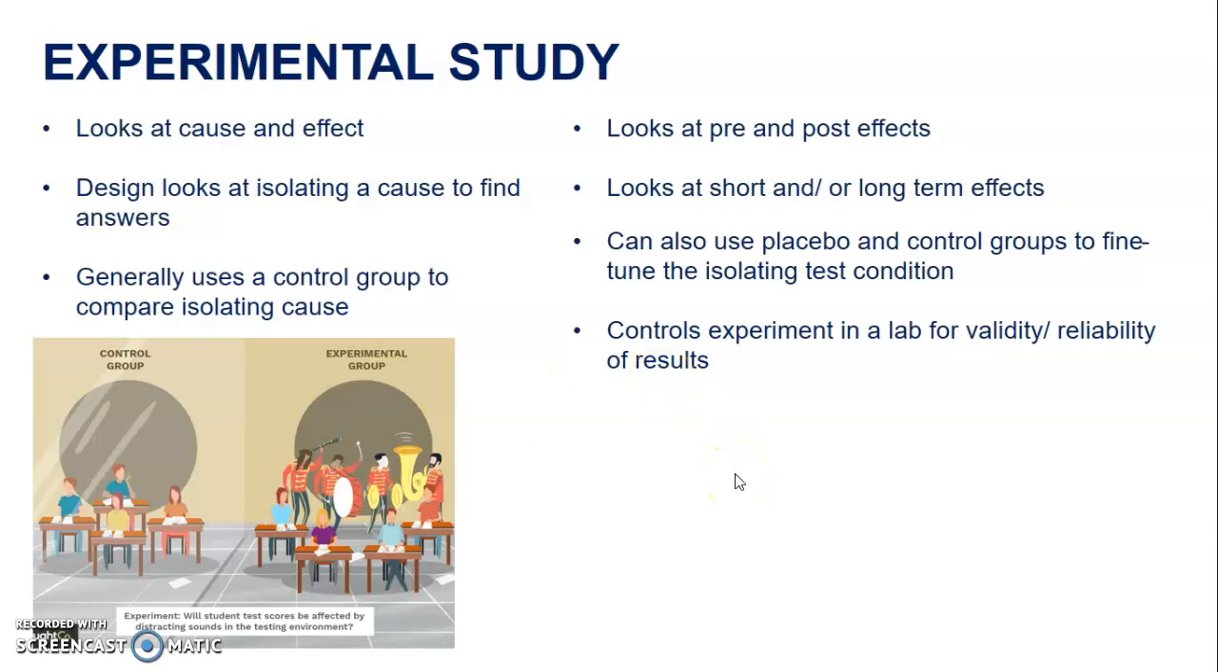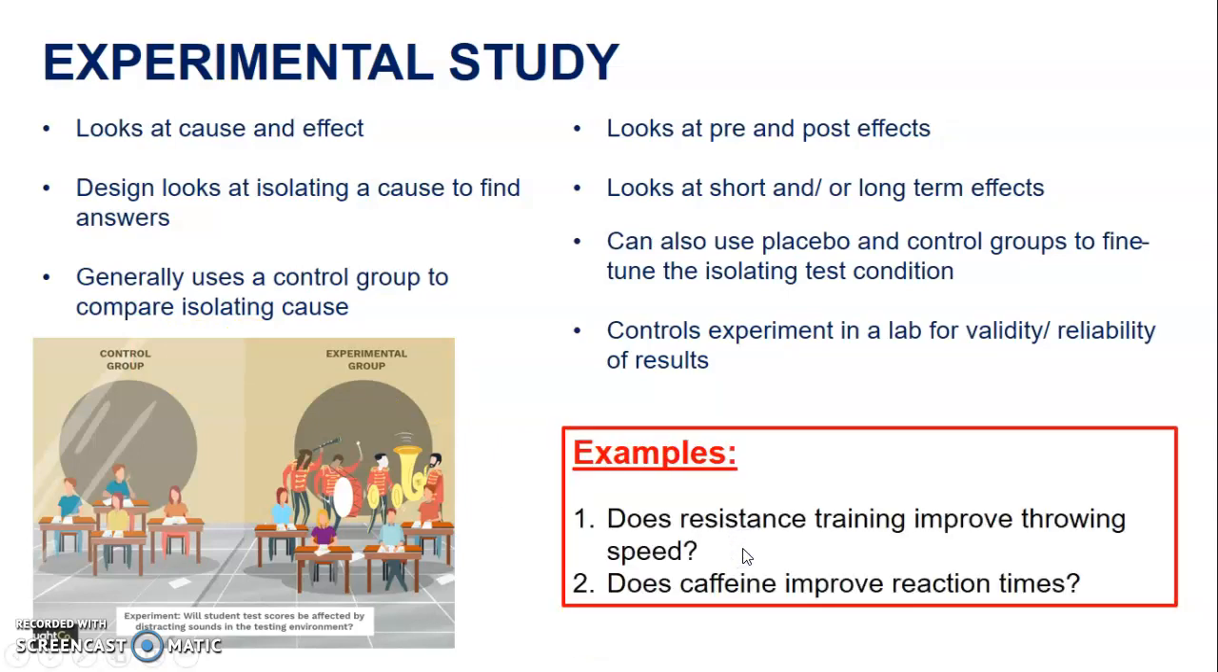These tests are generally controlled in experiments to make sure that they are in fact valid. So we can do these, something like we've done before. We've done them in classrooms, but generally speaking, most of the time they will be done in a lab to make sure we get consistency of results. So some things that we have looked at is, does resistance training improve throwing speed? So we could have a control group, and we can have an experimental group, one that is doing resistance training and looking at throwing speed, and another group that is not doing resistance training and looking at throwing speed, and which groups improved.